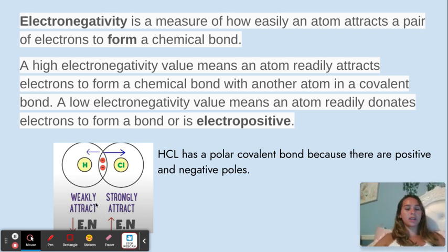We can see in this example that the bond between hydrogen and chlorine is a polar covalent bond because there are positive and negative poles. What this is showing is that hydrogen is more weakly attracting the electrons that they're sharing in the middle to its nucleus. Since it's weakly attracting, it has lower electronegativity. And because chlorine is more strongly attracting the electrons to its nucleus, it's going to have higher electronegativity.